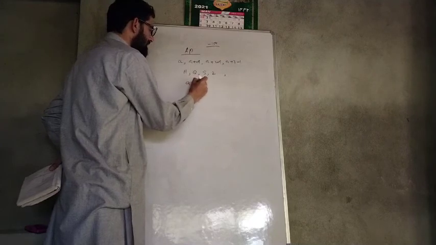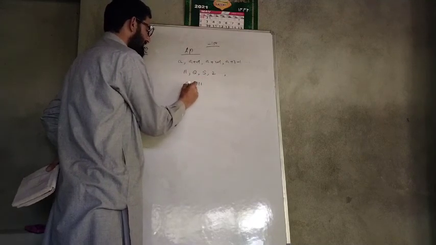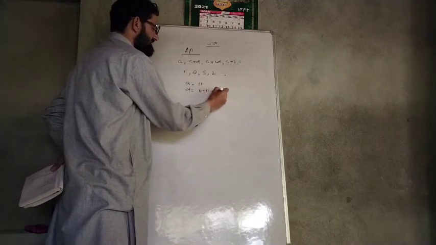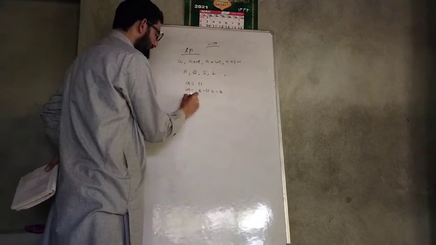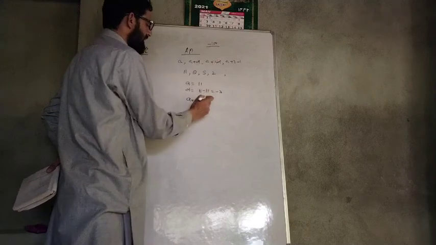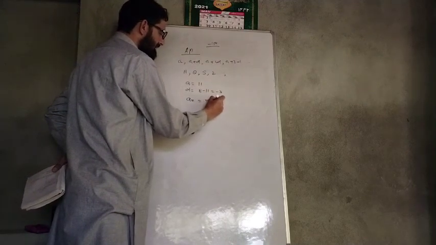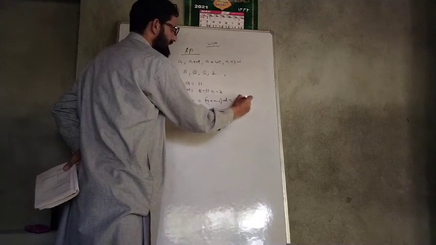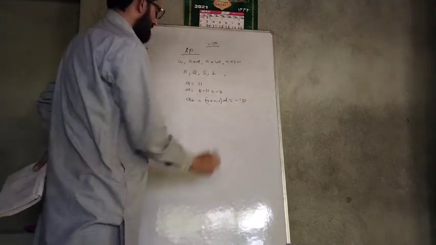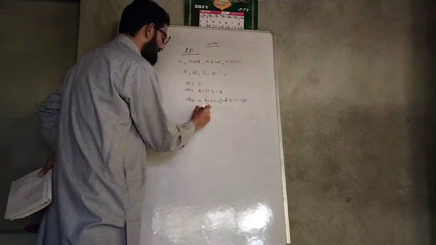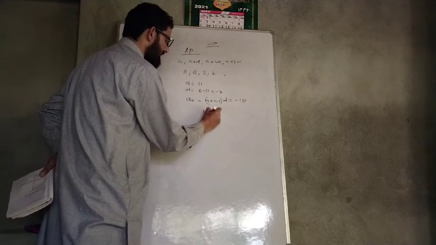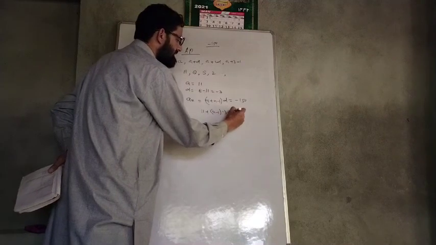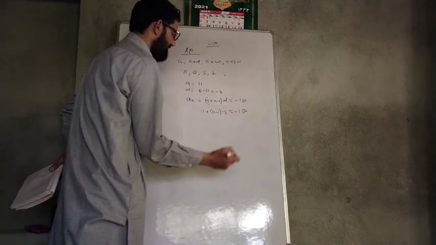Here a is equal to 11. A is the first term. And what is d? d is 8 minus 11, second term minus first term, that is minus 3. Now let us check whether this is a term. So a n is equal to a plus n minus 1 into d, and this is equivalent to minus 150. What is a here? a is 11, plus n minus 1 into d, d is minus 3, equal to minus 150.